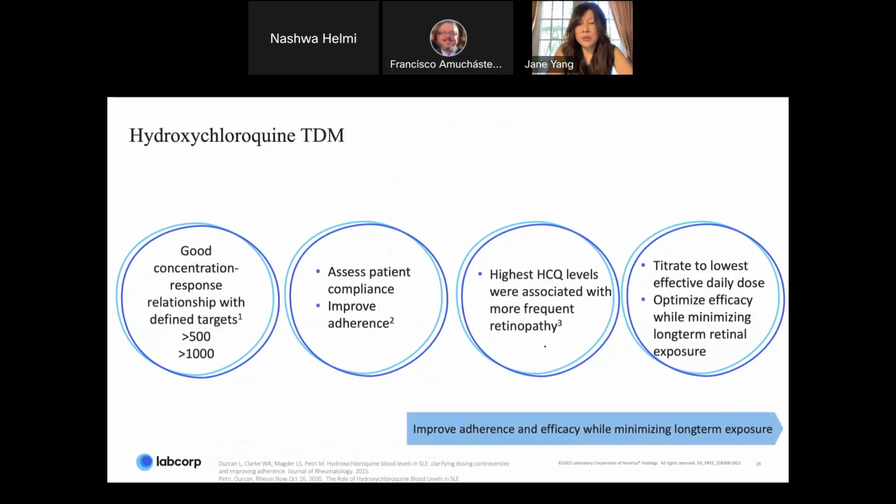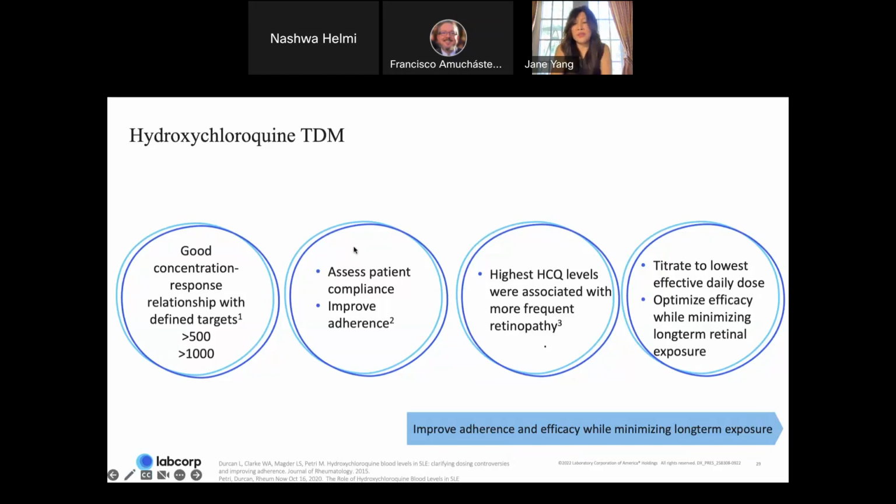So for therapeutic drug monitoring of hydroxychloroquine, we actually have very good concentration effect curves. Higher drug levels correspond to better disease control, fewer flares, and improved survival. A level greater than 500 is consistent with efficacy, but recently 1,000 has been shown to be an even better target threshold, with a negative predictive value of 96% for future lupus flares. Levels less than 200 suggest non-compliance and risk for disease worsening.